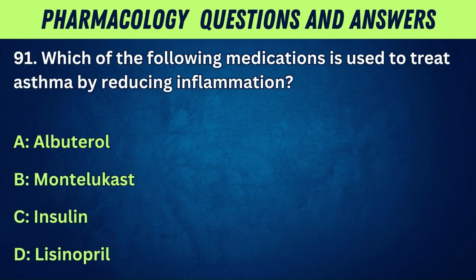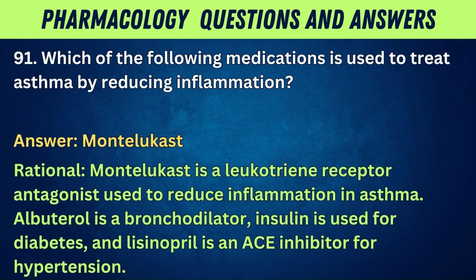91. Which of the following medications is used to treat asthma by reducing inflammation? A. Albuterol. B. Montelukast. C. Insulin. D. Lisinopril. Answer: Montelukast. Rationale: Montelukast is a leukotriene receptor antagonist used to reduce inflammation in asthma. Albuterol is a bronchodilator. Insulin is used for diabetes, and lisinopril is an ACE inhibitor for hypertension.